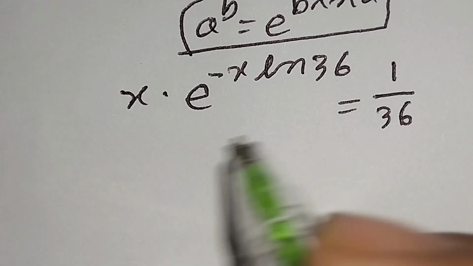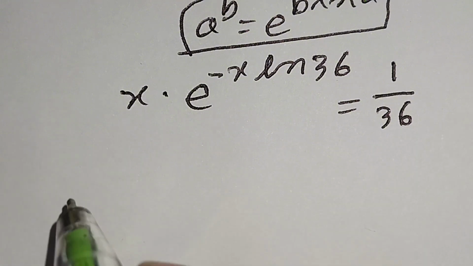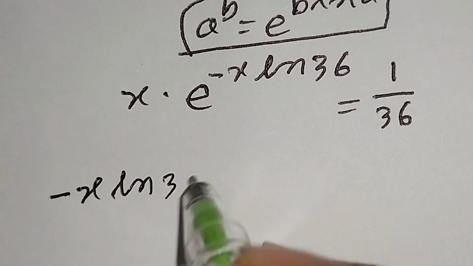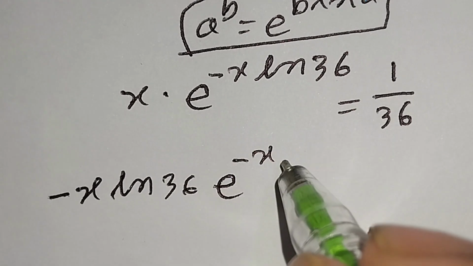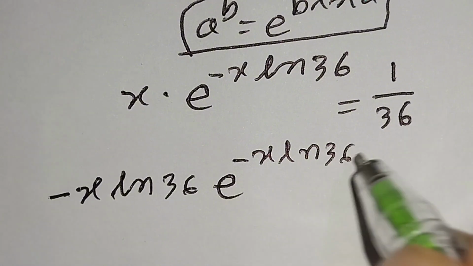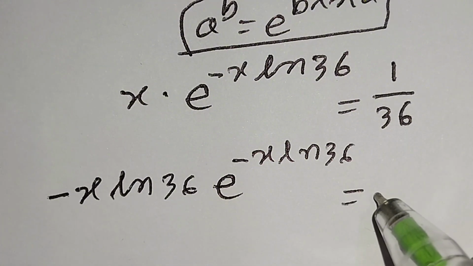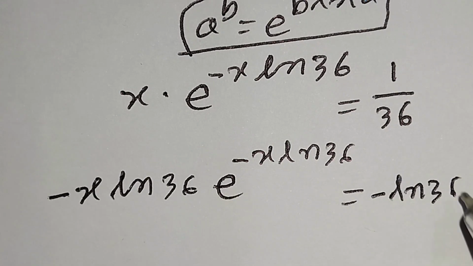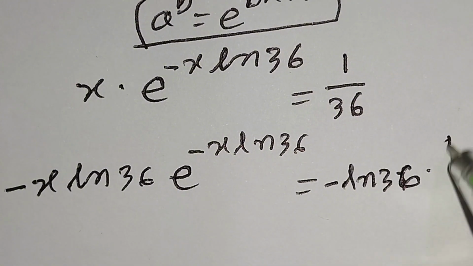Now we will multiply both sides by negative ln 36. So we can write here negative x ln 36 times e to the power negative x ln 36 is equal to negative ln 36 times this 1 over 36.